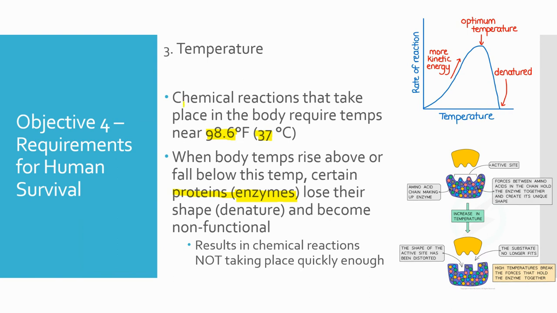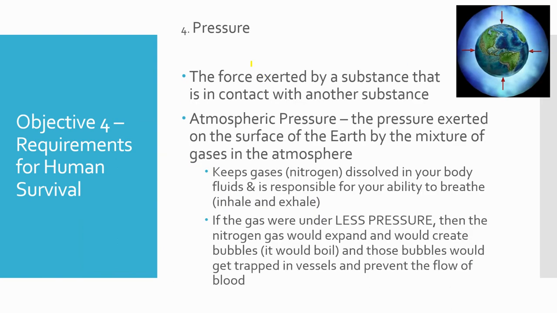And then the last requirement is a stable pressure. And so pressure is just the force exerted by a substance when it comes in contact with something else. And so what we need is a steady, constant atmospheric pressure. And so we know that if you change altitude, things like that, there can be pressure changes and they have effects on our body. And so the gases that are out there in our atmosphere, they put pressure on the earth.